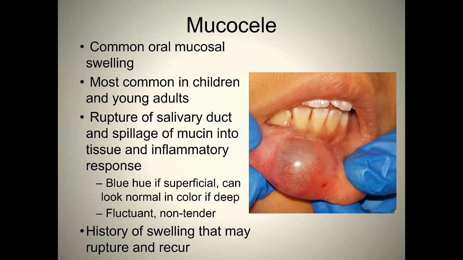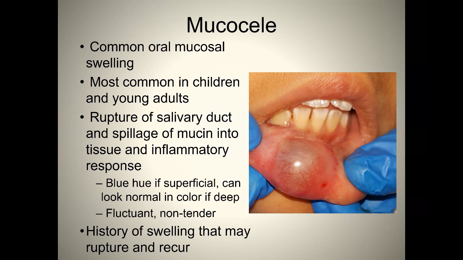Mucoceles occur when the salivary duct ruptures and the mucin from the gland spills into the tissue, and there is a subsequent inflammatory response that tries to wall this off. So the body is exposed to this mucin. It doesn't like this foreign substance that should not be out in the tissues. So an inflammatory response is mounted to try to wall it off and to keep it separate from the rest of the tissues.